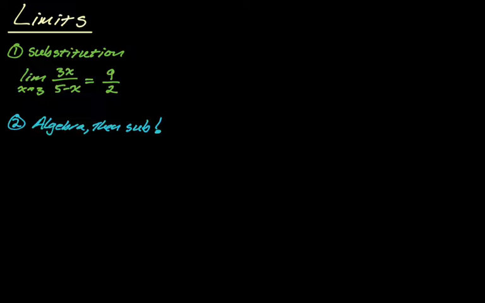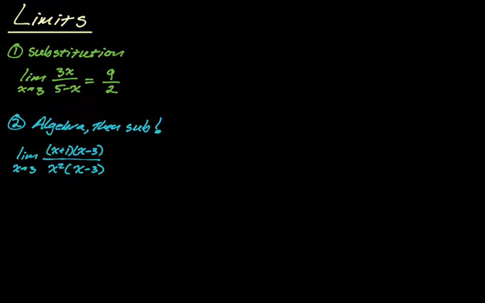Next up, sometimes you have to do some algebra and then substitute. So for example, if I have the limit as x approaches 3 of the quantity x plus 1 times the quantity x minus 3, all over x squared times the quantity x minus 3, step 1 is try to do the first thing, try to substitute in, but I get 0 over 0.